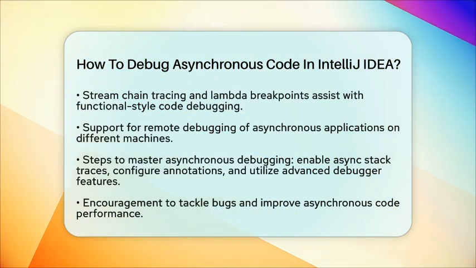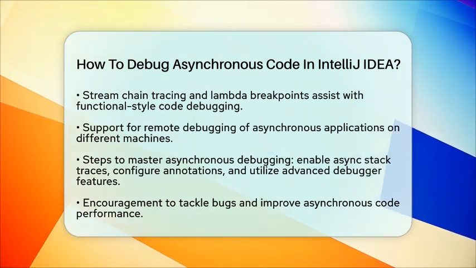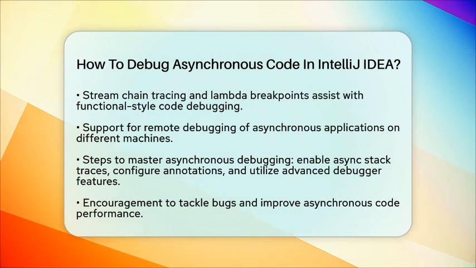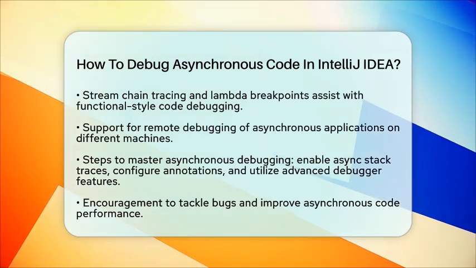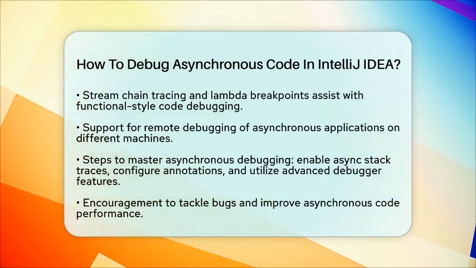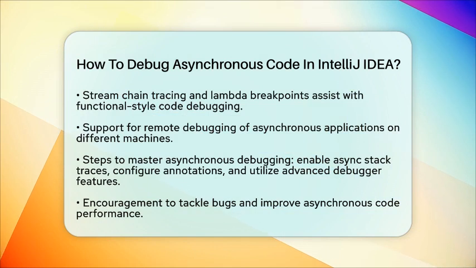In practical terms, mastering asynchronous debugging in IntelliJ IDEA involves several steps. First, enable async stack traces in your settings. Next, configure any required async annotations for your framework. Use IntelliJ IDEA's advanced debugger features to step through asynchronous code paths. Observe combined stack traces to understand the full execution context. Lastly, consider attaching to remote processes for distributed asynchronous debugging.